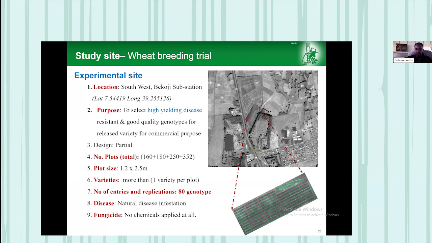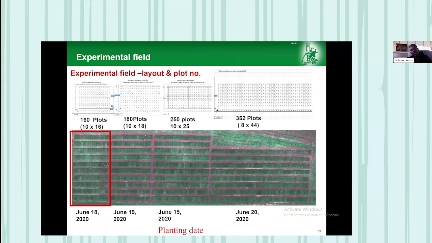So no chemical was applied. Actually, that area was highly susceptible to both yellow rust and stem rust. That's why we chose that specific location for our research. This is the experimental field layout and the plot numbers.